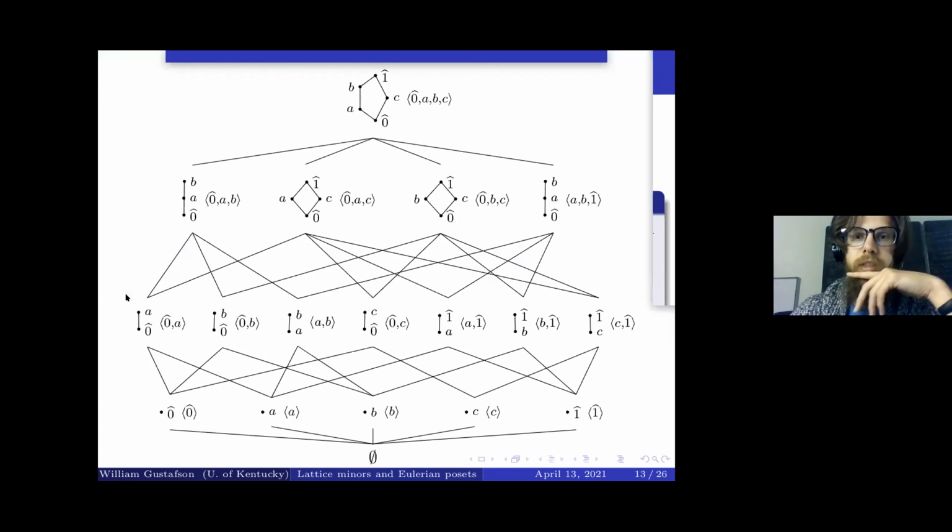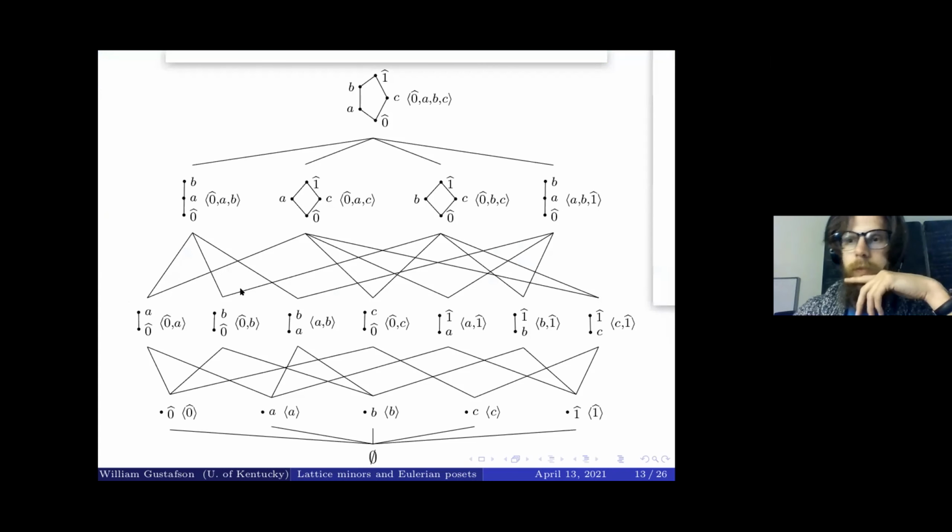Okay, so here's an example. So there's that lattice from before, and as the generators, I'm just taking 0, A, B, and C. Okay, so if you look at the coatoms, for instance, this is a deletion by C and the deletion by B. Here's a deletion by A, and then this is contraction by A. So where did contraction by B and C go? They're down here.